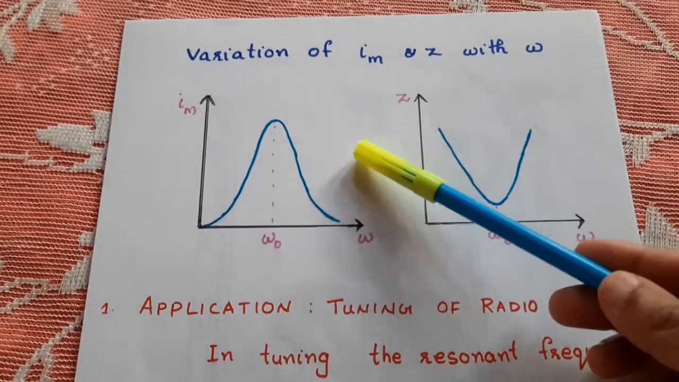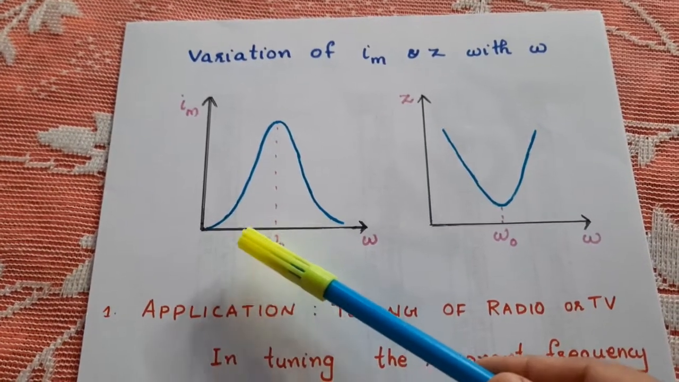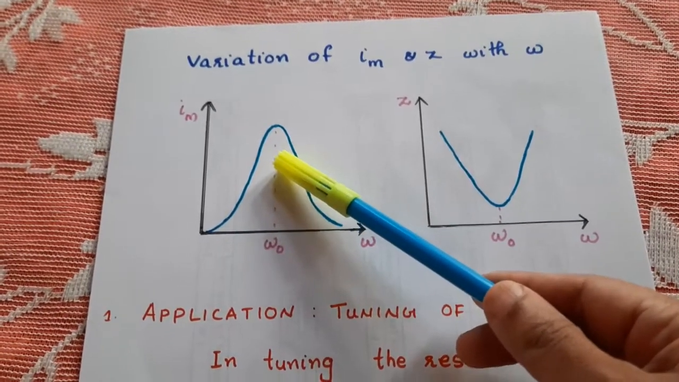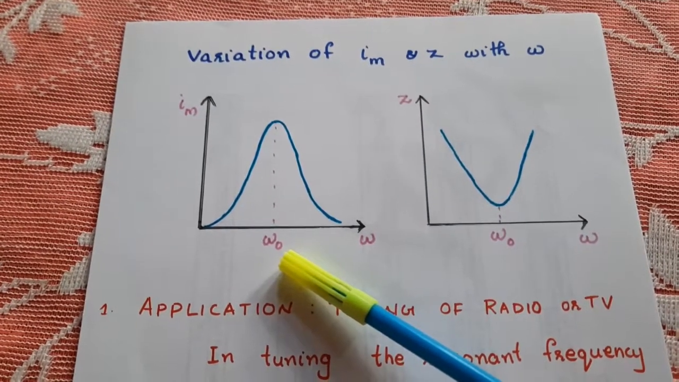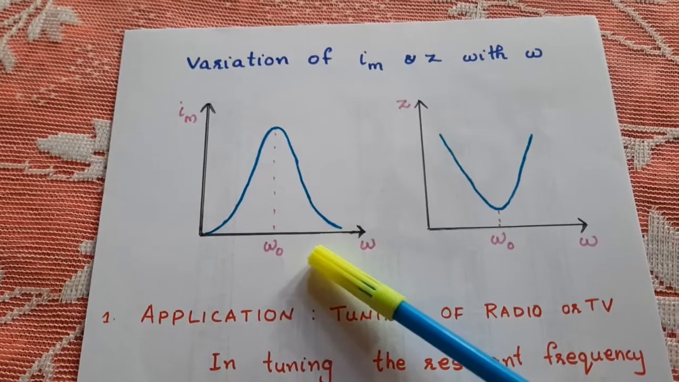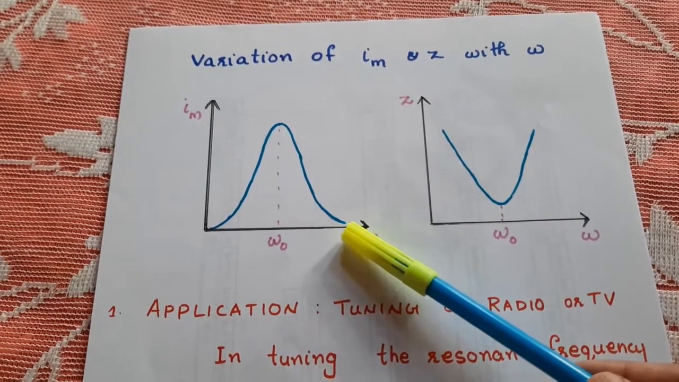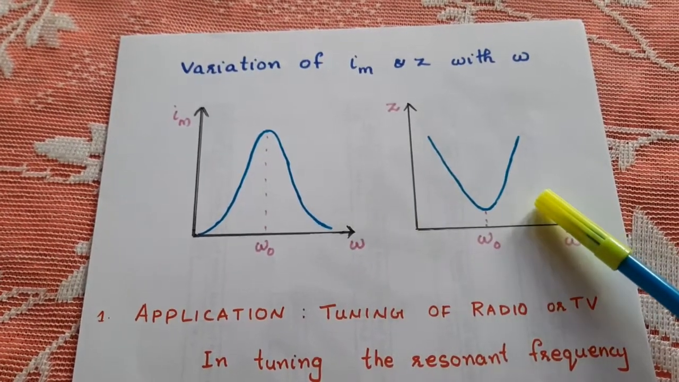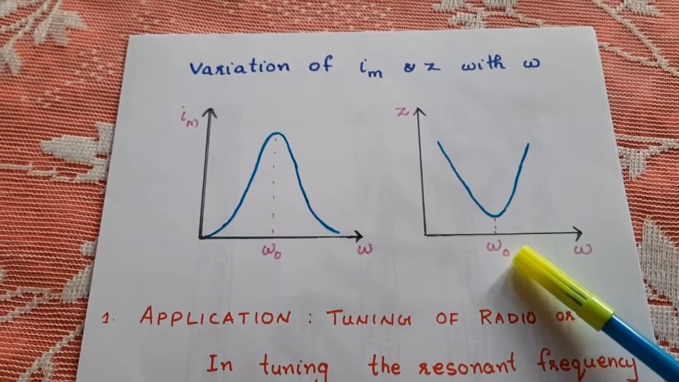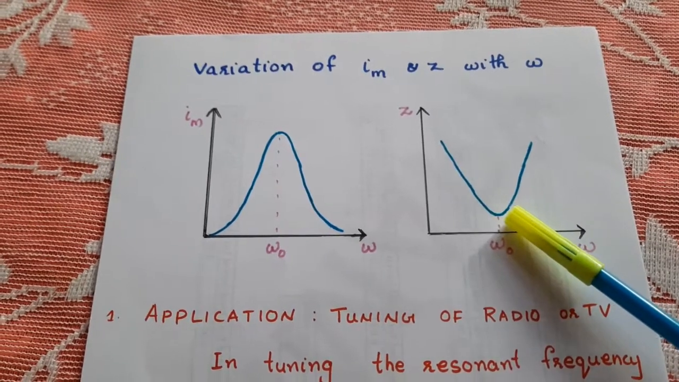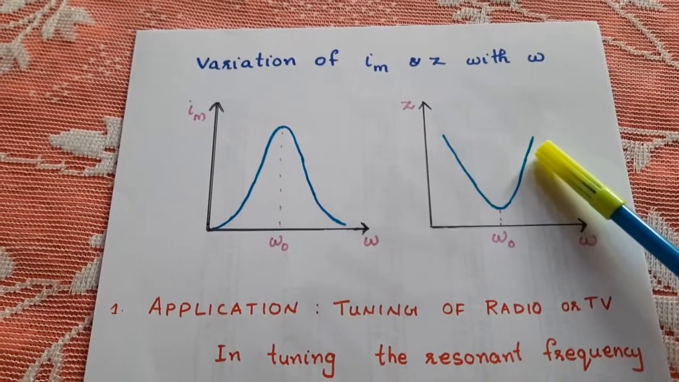Let us see the variation of current amplitude with the frequency. As the frequency increases, the current amplitude increases and reaches the maximum value at resonant frequency ω0. As the frequency becomes greater than ω0, the current amplitude decreases. The variation of impedance with ω: at the particular frequency ω0, impedance becomes minimum, and when ω is greater than ω0, impedance increases.